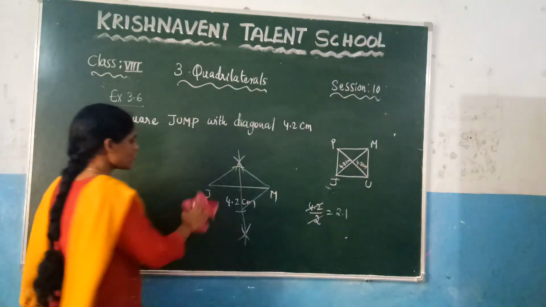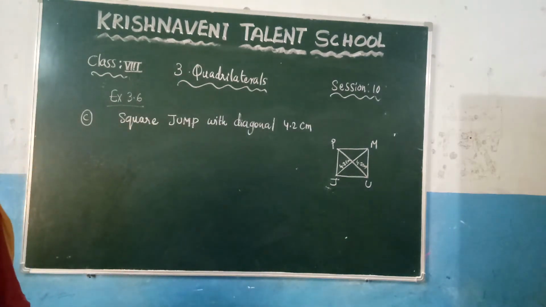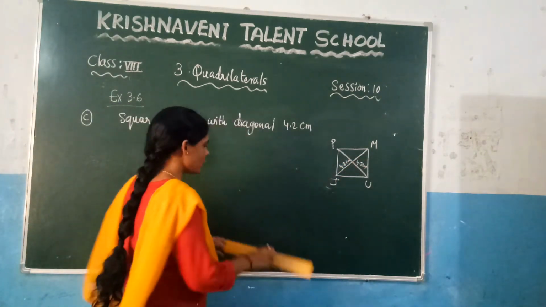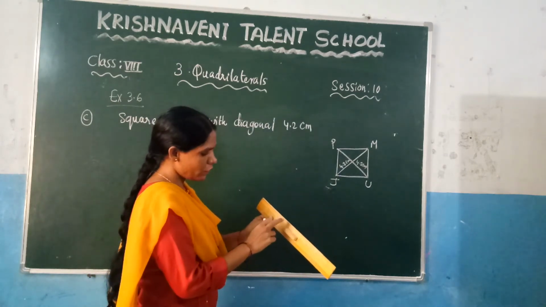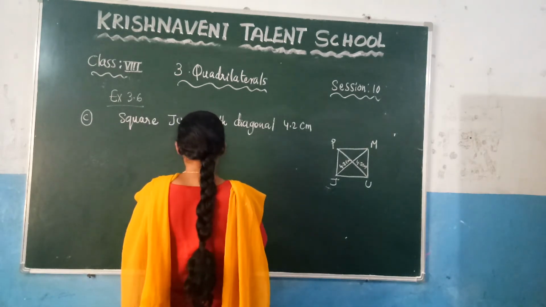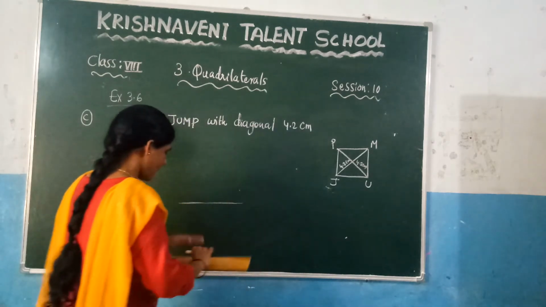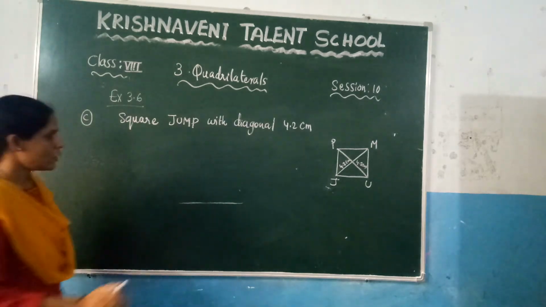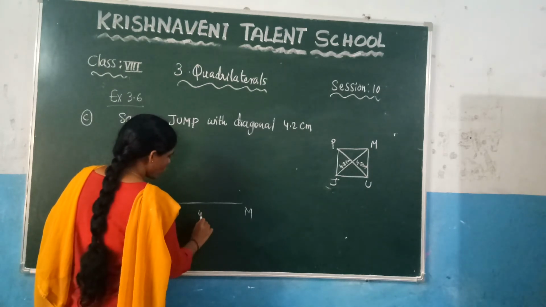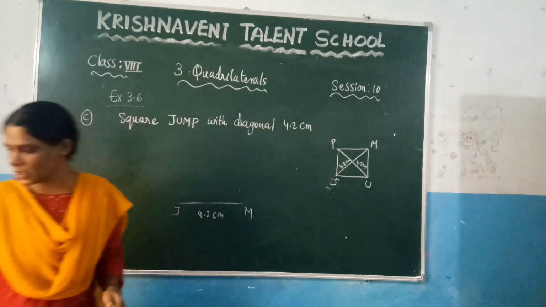Now let us construct with the help of the geometrical instruments. First you need to draw the line segment of length 4.2 centimeters. You know that in between 4 and 5 you will get 4.2, after 4, 4.1 and 4.2. Now draw the line segment of length 4.2. Name it JM, which is 4.2 centimeters. So we have drawn one of the diagonals, which is 4.2 centimeters.